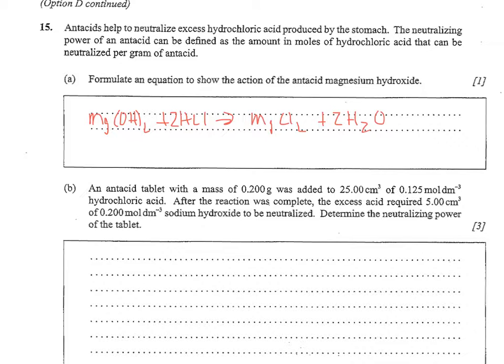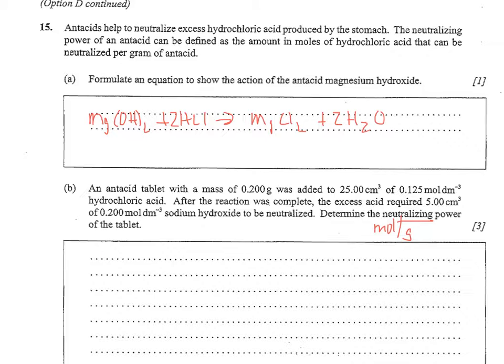Then part B says an antacid tablet with a mass of 0.2 grams was added to 25 cc's of 0.125 molar hydrochloric acid. After the reaction was complete, the excess acid required 5 cc's of 0.2 molar sodium hydroxide to be neutralized. Determine the neutralizing power. So what they don't tell you, which would be helpful, is what they mean by neutralizing power: they want to know how many moles of HCl you neutralize per gram of antacid. That's why they're telling you the information that they are.